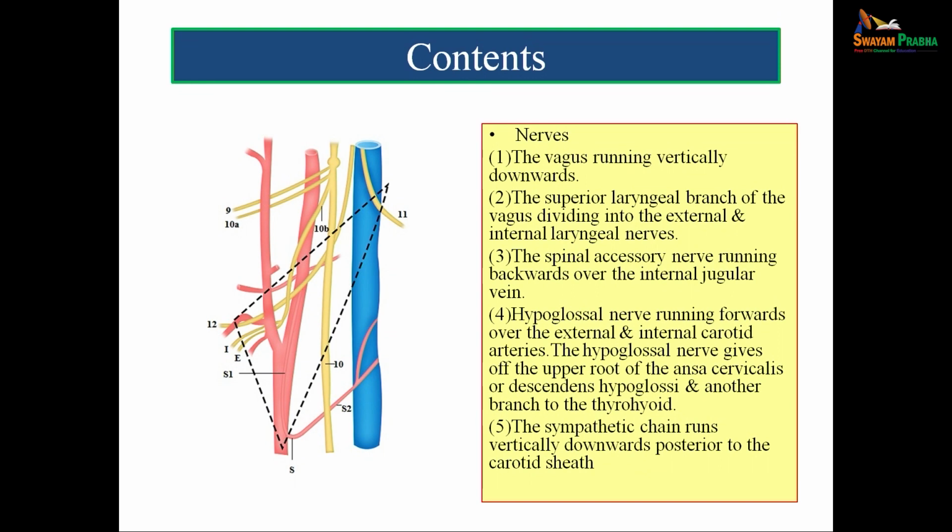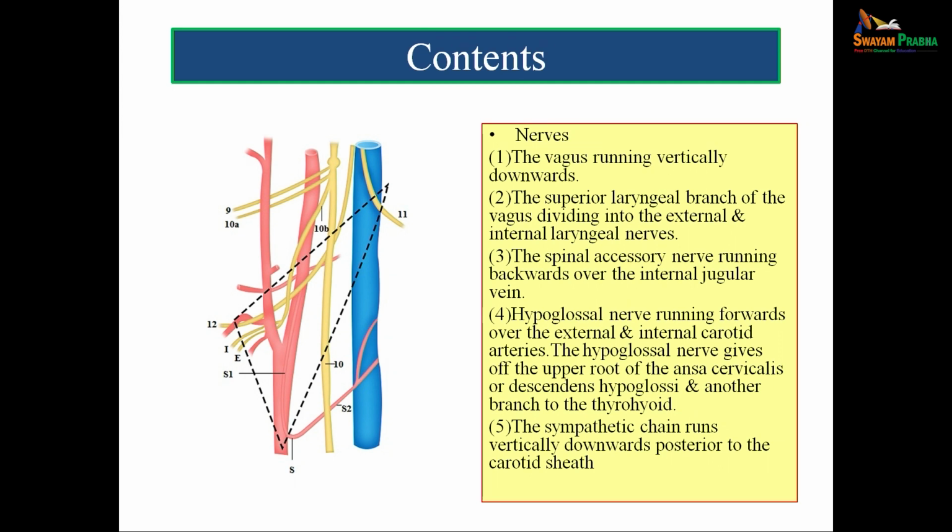This ansa cervicalis has an inferior root which we are able to see, and we also see the loop of the ansa cervicalis. And at the upper angle we see the spinal accessory nerve as it is passing from the anterior triangle, carotid triangle, into the posterior triangle of the neck. The spinal accessory nerve is marked by 11.